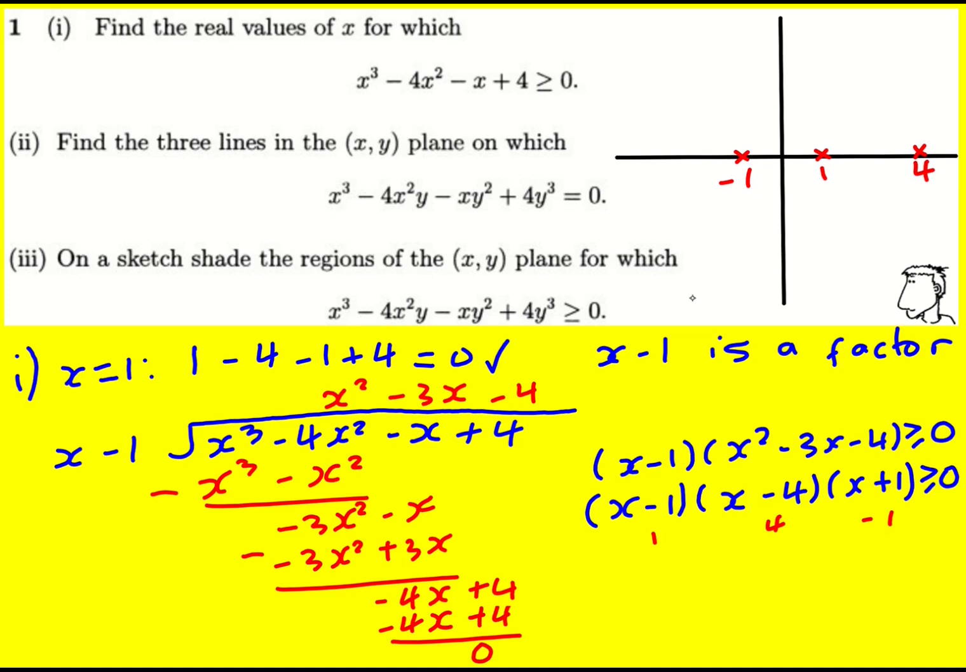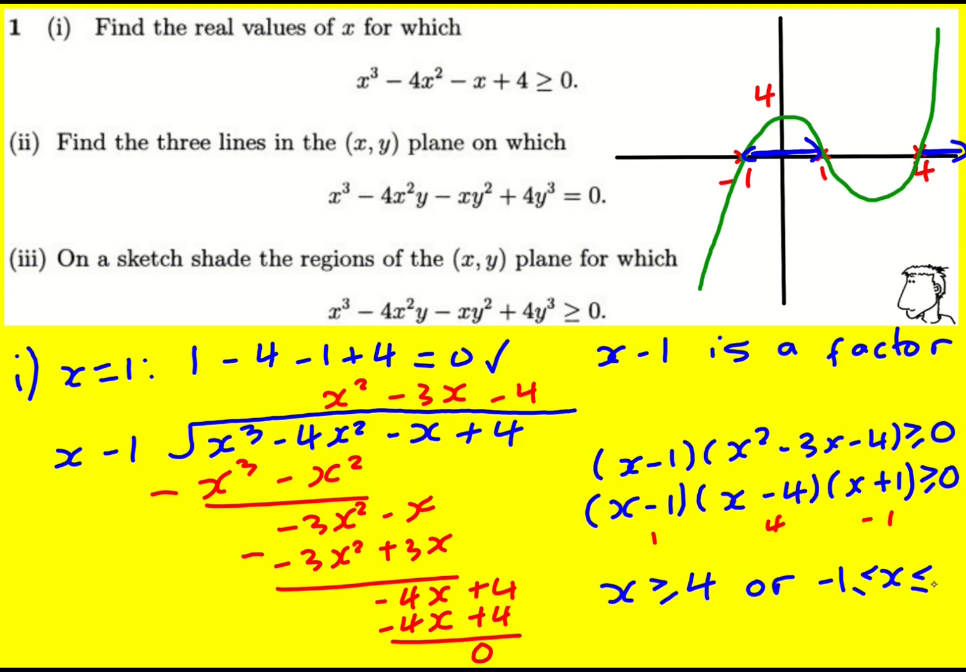It's a positive cubic, so it's going to come up from minus infinity. Going to hit the axis at positive 4. I don't know where the turning point is going to be. That's not essential. It's going to look a bit like that. So where is it greater than 0? Well, it's going to be all values of x to the right of 4. So x is greater or equal to 4. And there's this region here where it's above the x-axis. So minus 1 less than or equal to x less than or equal to 1.